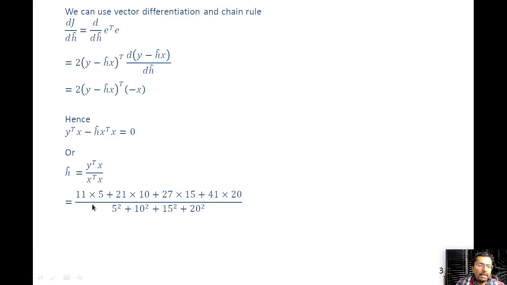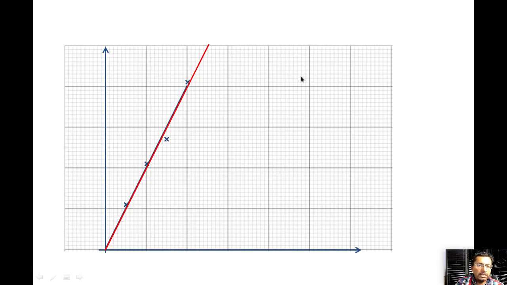Let's do that in this case. If I substitute in the values, I get 11 times 5 plus 21 times 10 plus 27 times 15 plus 41 times 20, divided by the sum of the squares of the x's. If I did that, I get about 1.9867. You notice that if I substitute and draw the line, it's not too different from the original line, mainly because we have more points here which have a lower error, so it kind of balances out. But this is mathematically how you would do the calculation.